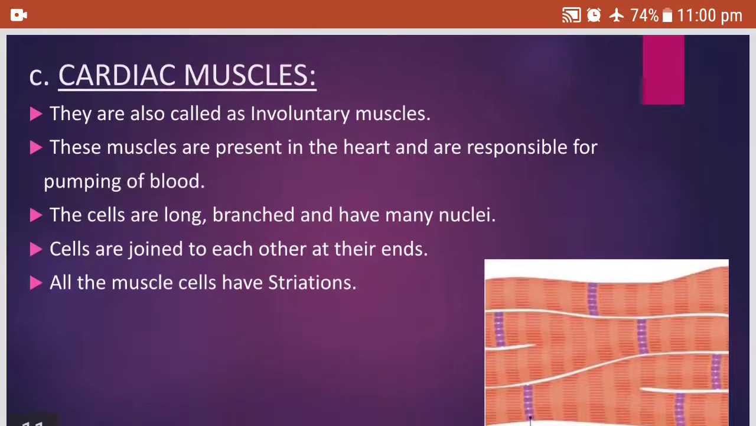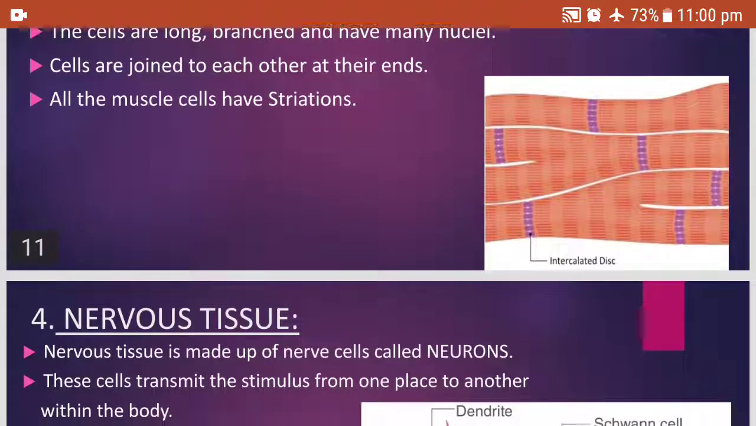The third type of muscular tissue is the cardiac muscle. They are involuntary muscles. These muscles are present in the heart and are responsible for the pumping of blood. The cells are long, branched, and have many nuclei. Cells are joined to each other at their ends. All the muscle cells have striations.